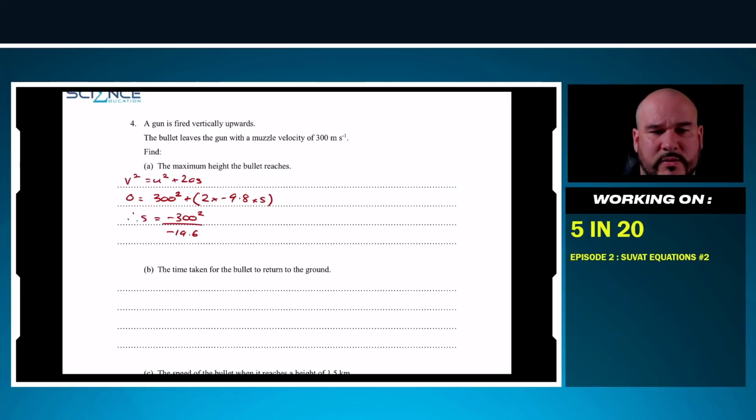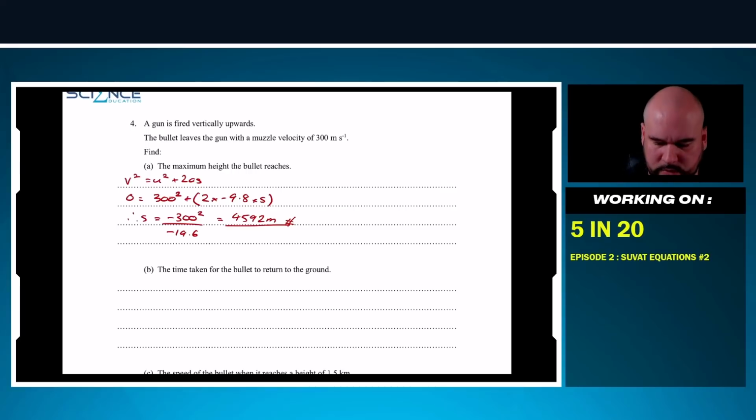So S is minus 300 squared on minus 19.6. We get a displacement of about 4,600 meters. Remember, the condition for maximum height, the same thing we use in year 12, is when it's turning around, so its vertical velocity is equal to 0. Final vertical velocity equal to 0, that is V is equal to 0 in this question.